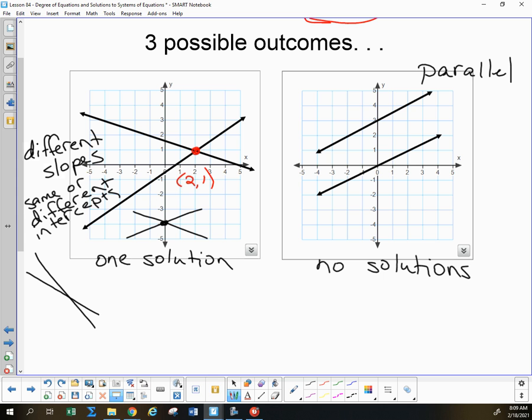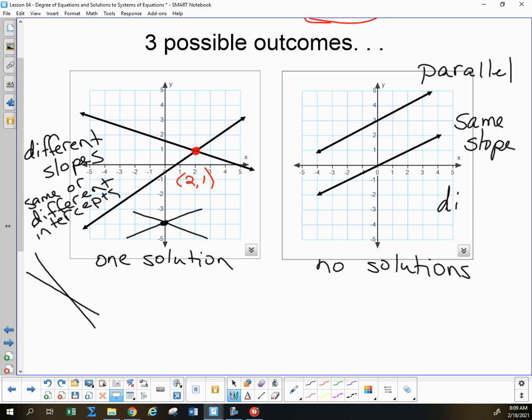What's true about parallel lines? Do they have the same or different slopes? Connor, do they have the same or different slopes if they're parallel? They have the same slope. And Cannon, what about their y-intercepts? If they're parallel, can they have the same y-intercept or do they have to be different y-intercepts? They're different.